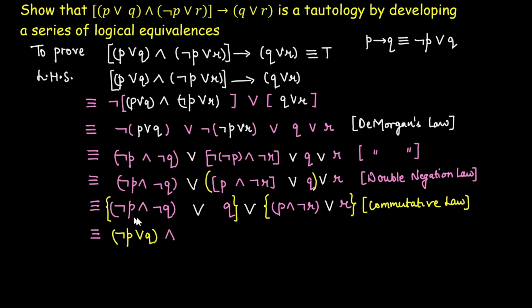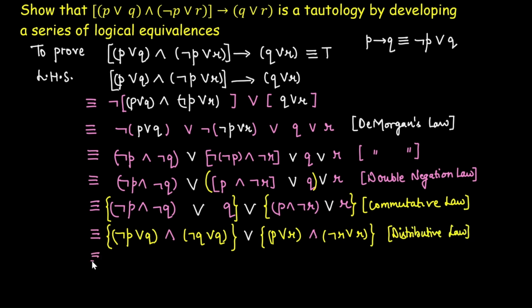This AND operator is as it is. Negation Q or Q, and we need to keep this bracket because the next operator is different from here. Again, apply the distributive law. We can write P or R and negation R or R. So we have used here the distributive law.